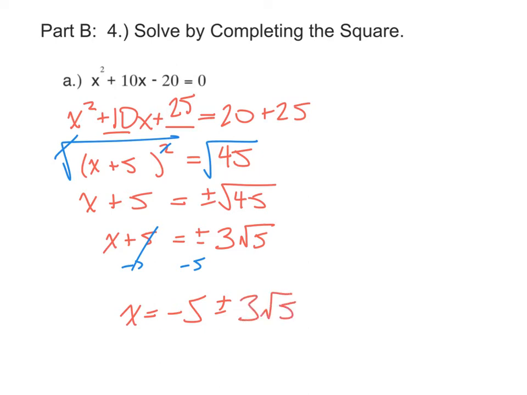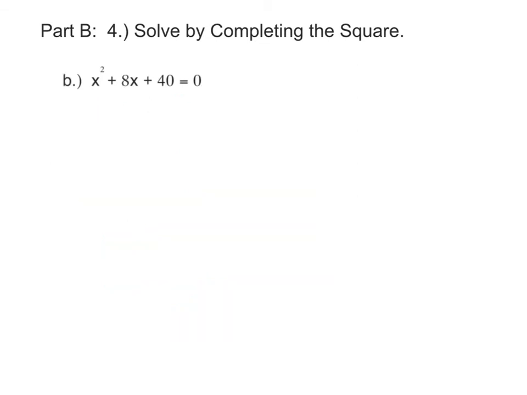Since we can't combine those two, we just leave it as this expression with the plus or minus in the middle and recognize that this means two answers, negative 5 plus 3 root 5 and negative 5 minus 3 root 5. So let's try one more with x squared plus 8x plus 40 equals 0.